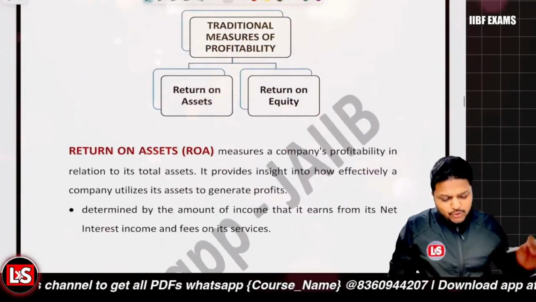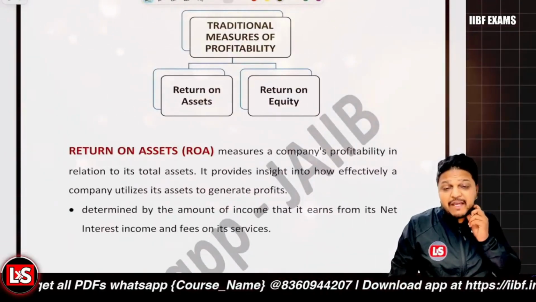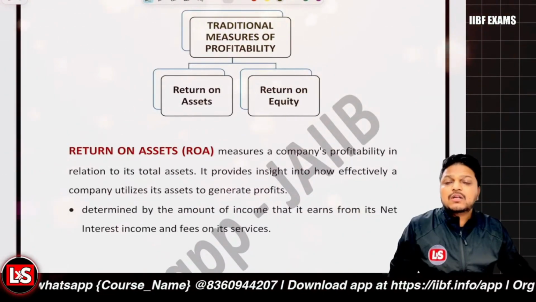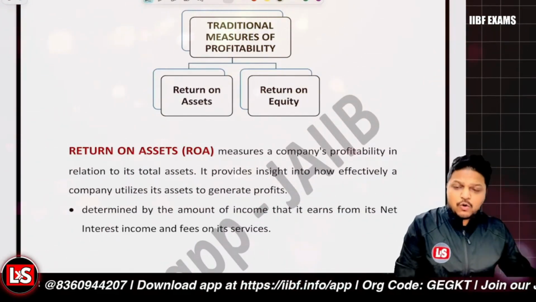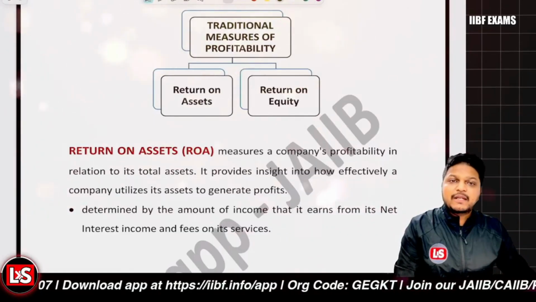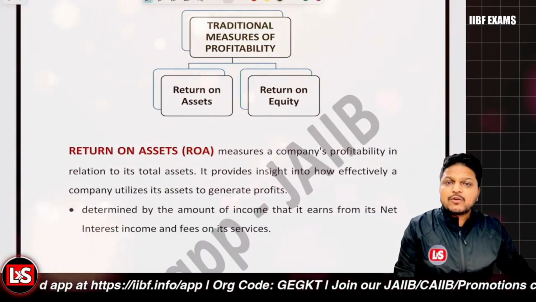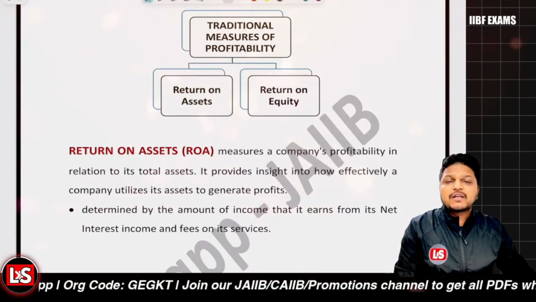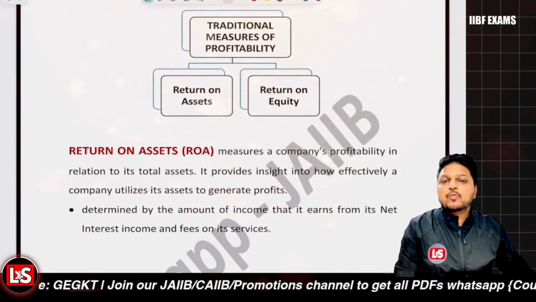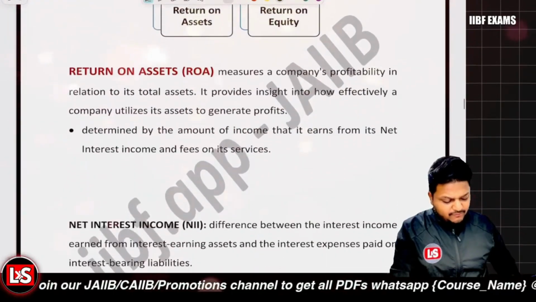Now, let's have a look at another topic, which is again very much important. It's about the traditional measures of profitability. Traditionally, how did we measure profitability? There are 2 points related to it. One is return on assets, and the other is return on equity. So we'll be covering them one by one.